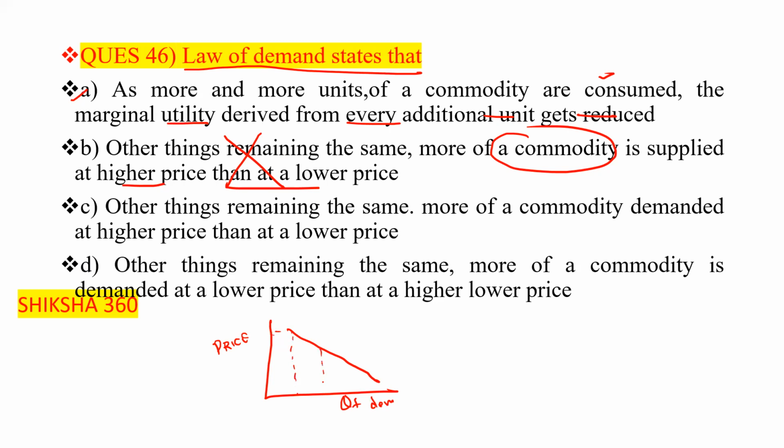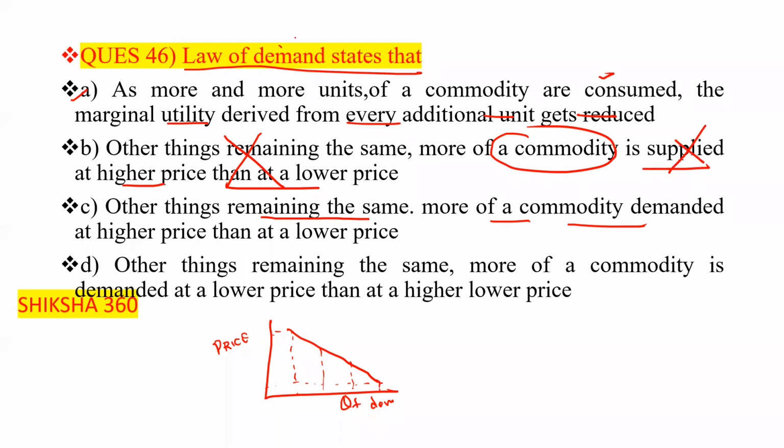As the price decreases, quantity demanded is going to increase. So option number B says the totally opposite thing. So this one is wrong. Other things remaining the same, more of a commodity demanded. This one is supplied, so this one is wrong.